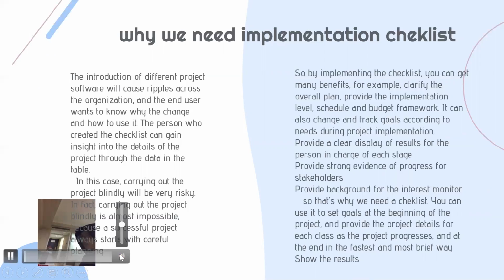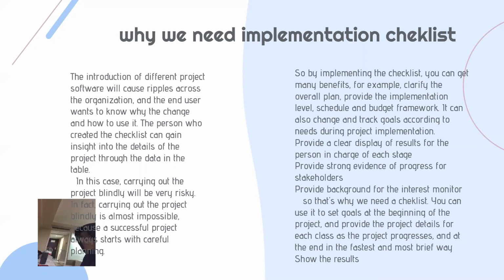The introduction of different project software will cause ripples across the organization, and the end user wants to know why the change and how to use it. The person who created the checklist can gain insight into the details of the project through the data in the table. In this case, carrying out the project blindly will be very risky. In fact, carrying out the project blindly is almost impossible because a successful project always starts with careful planning.